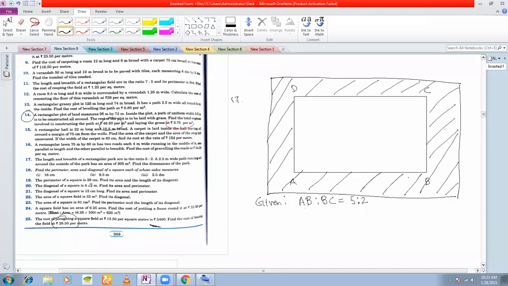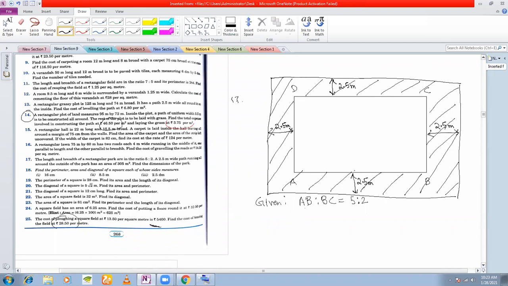This part becomes your path. And what is the width of this part? 2.5 meters. So that means this is 2.5 meters, this is 2.5 meters, this is 2.5 meters, and this is 2.5 meters. Okay, so the width of the park is given.